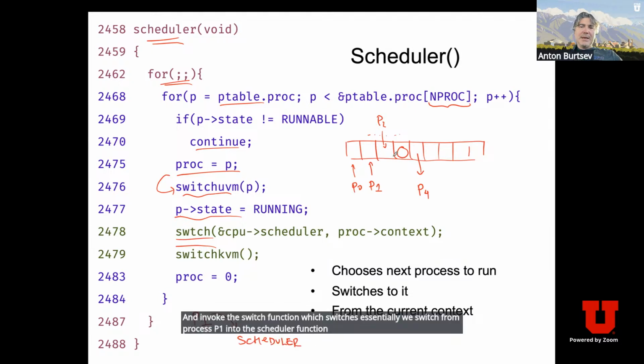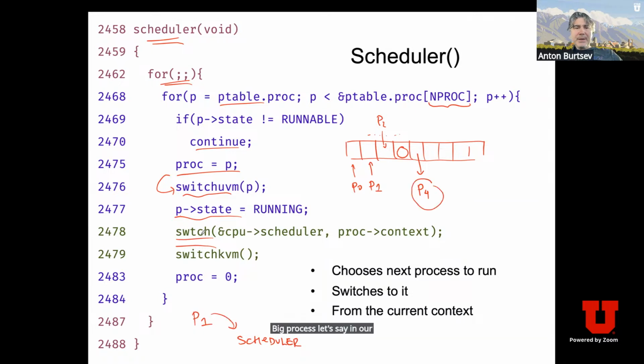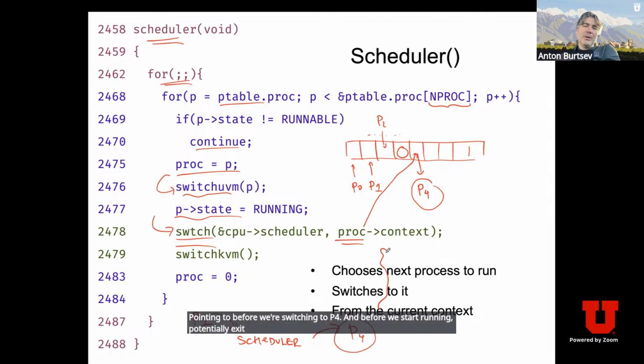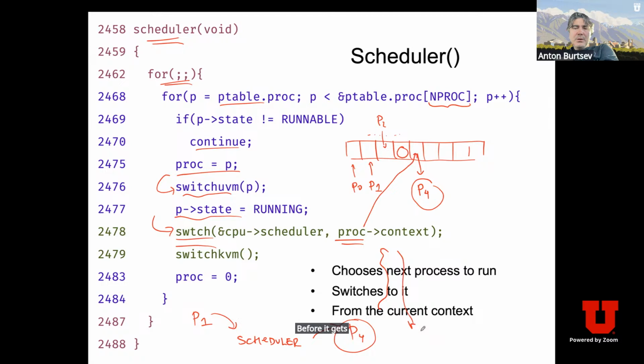Pick process, let's say in our example P4, and in this function, proc is pointing to P4, we're switching to P4. P4 will start running, potentially exit into user level, and run for a while. At some point, the timer interrupt will come back. We'll force P4 back into the kernel. P4 gets back into the kernel and essentially does a switch function, as we were talking.